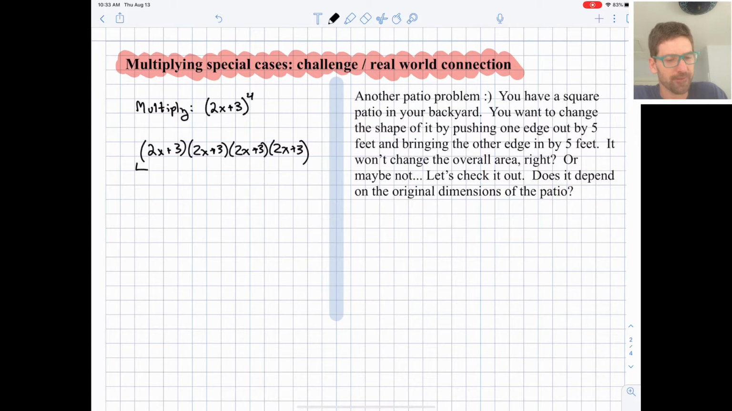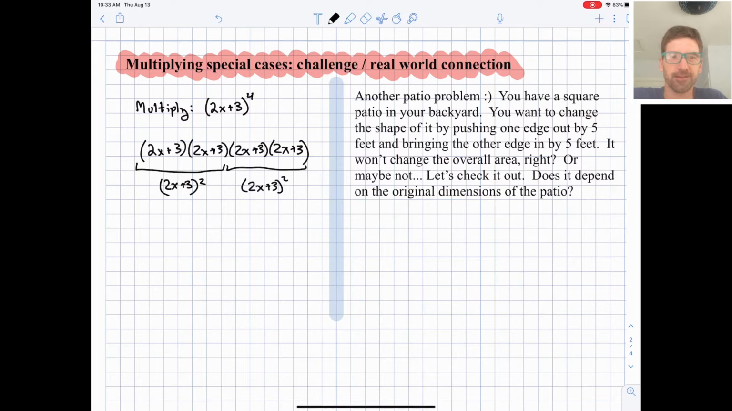And look what we have. We have 2x plus 3 quantity squared, and then another 2x plus 3 quantity squared. So we can think of this like so. We're going to square something, and then we're going to square it again. So let's do just the initial squaring first, and we can follow our shortcut with perfect squares, but I'm actually going to write it out just to make sure we do it correctly.